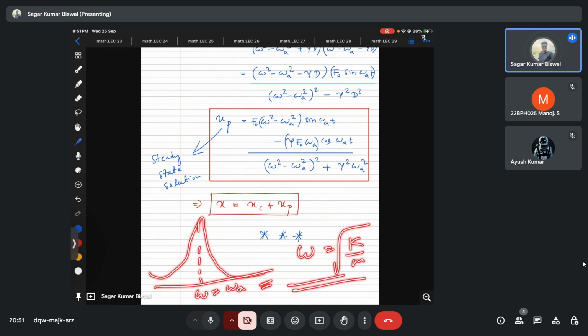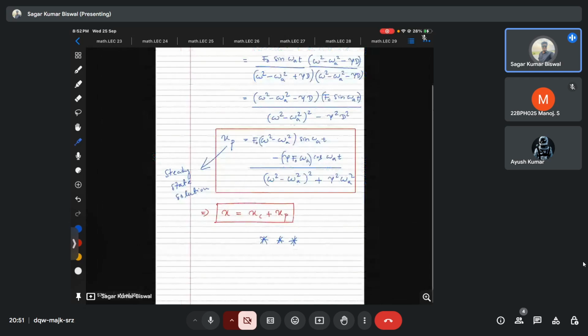When this applied frequency becomes equal to the natural frequency of the system, then that state is known as the resonance state of the system. For any kind of system, if the applied frequency becomes equal to the natural frequency of the system, then that state will be known as the resonance state of the system. So that is the concept of resonance, right?